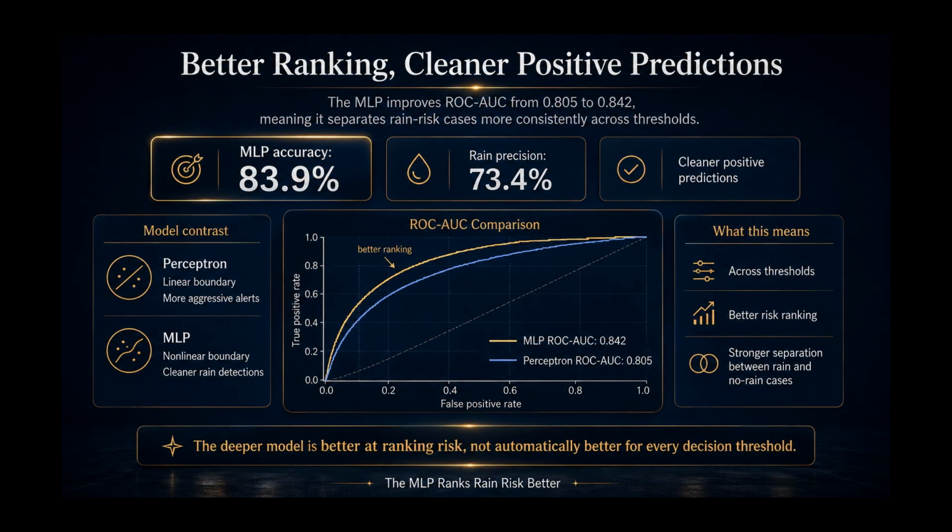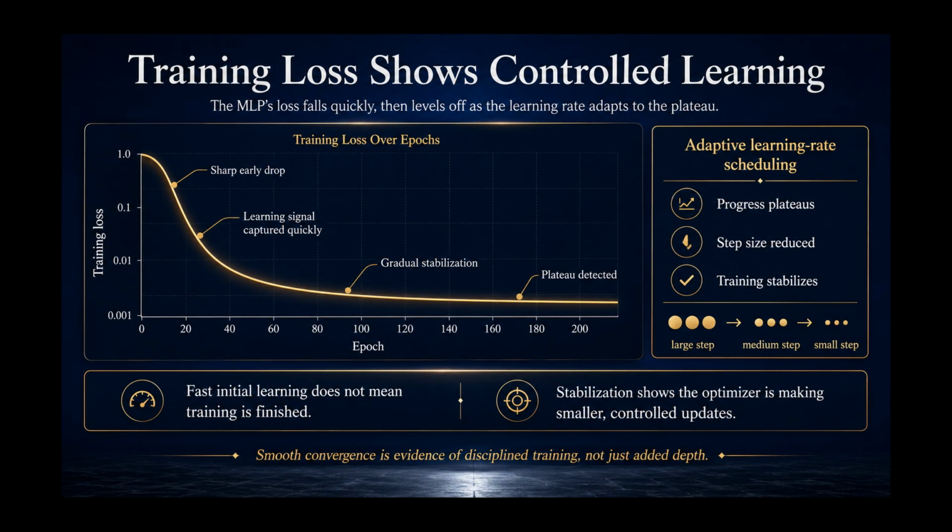The MLP improves the overall ranking and the cleanliness of positive predictions. Its accuracy rises to 83.9%. Its precision for rain reaches 73.4%, and its ROC AUC improves from 0.805 for the Perceptron to 0.842 for the MLP. Across thresholds, the deeper model is better at ranking rain risk. The training loss curve also shows the MLP learning smoothly, a sharp early drop, followed by gradual stabilization as adaptive learning rate scheduling reduces the step size when progress plateaus.